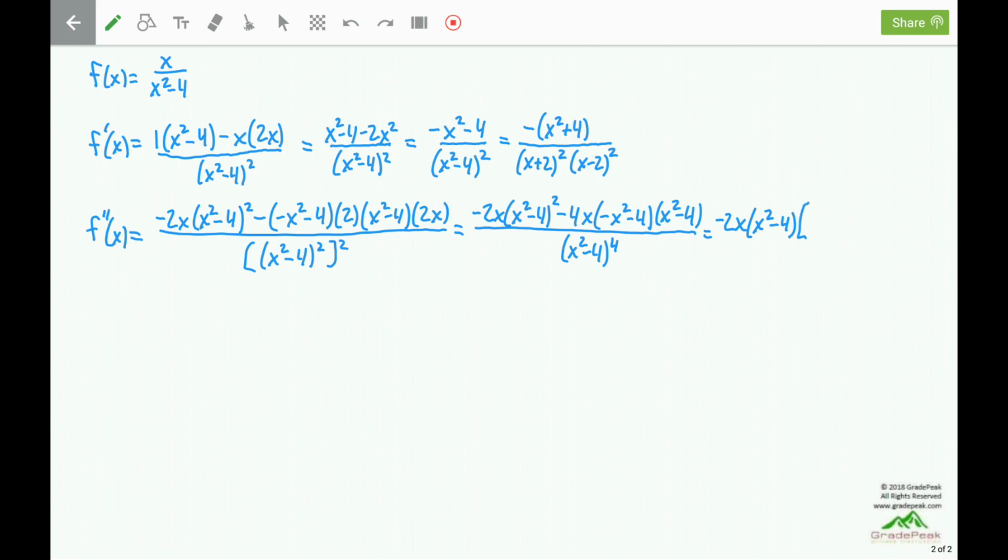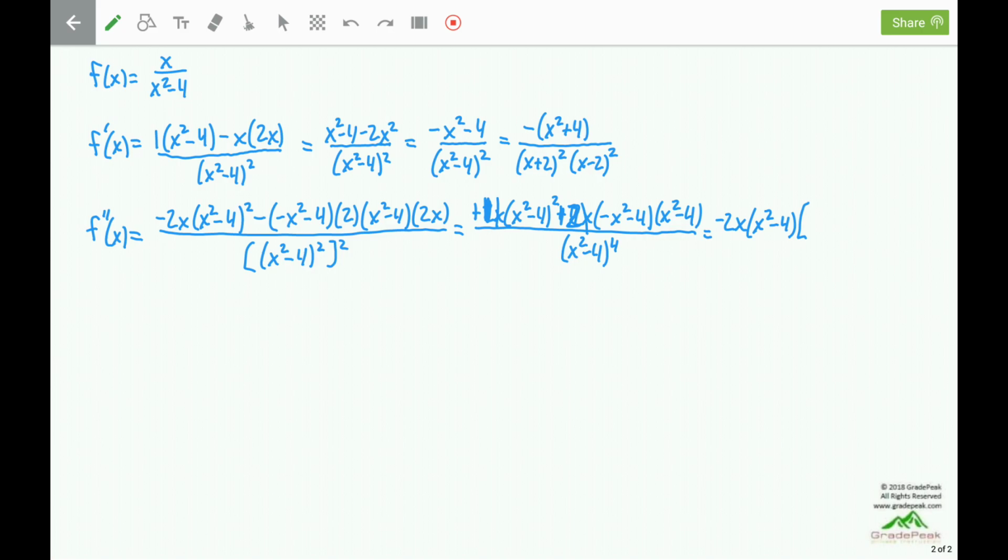Factoring all of this out, we'll leave behind... Taking out the negative 2, this will become a positive, and it will become a 1. This will become a positive, and it will become a 2. Factoring out the x's, they will disappear. And factoring out an x squared minus 4 to the first power.